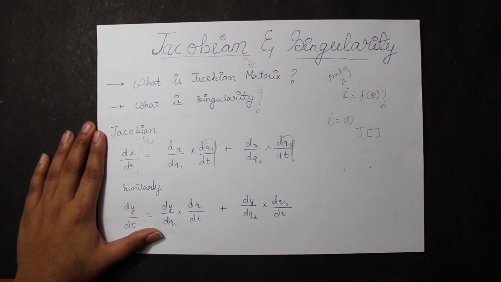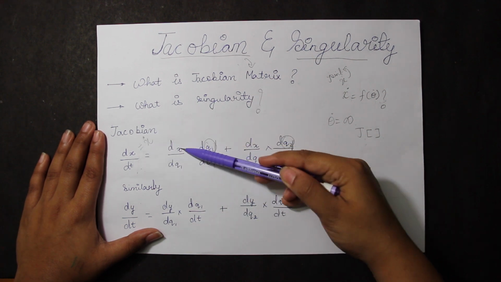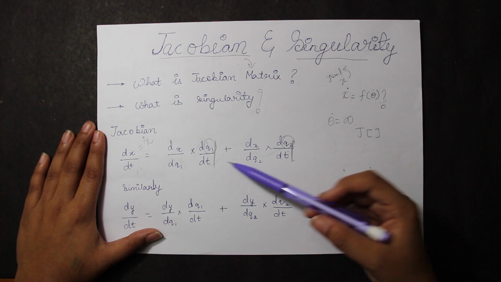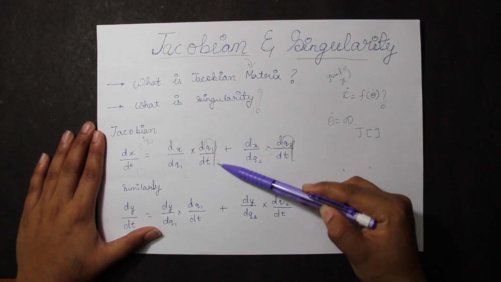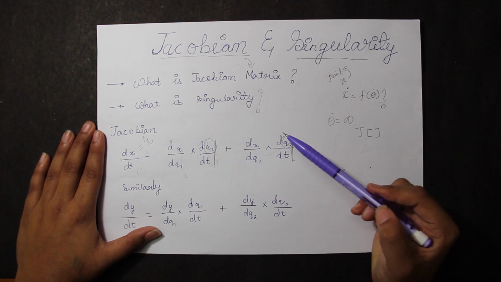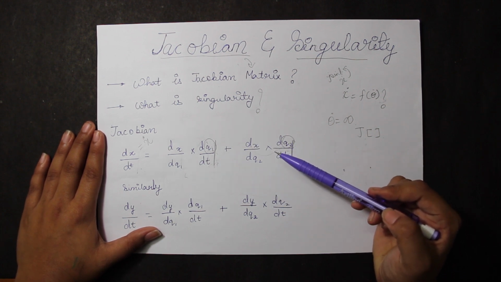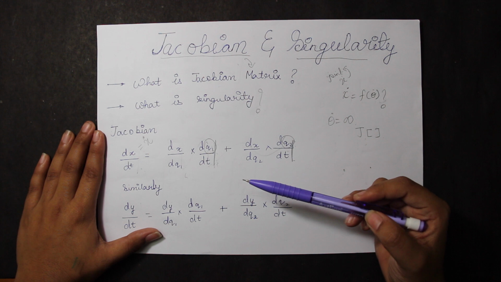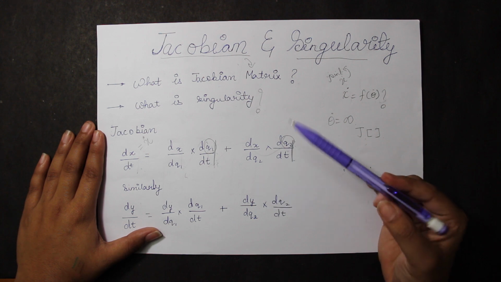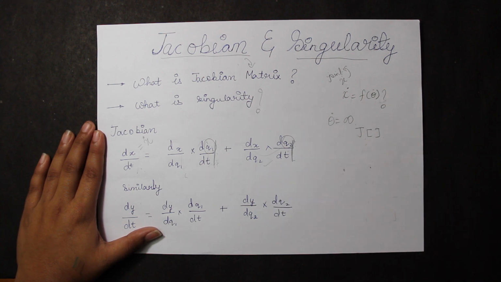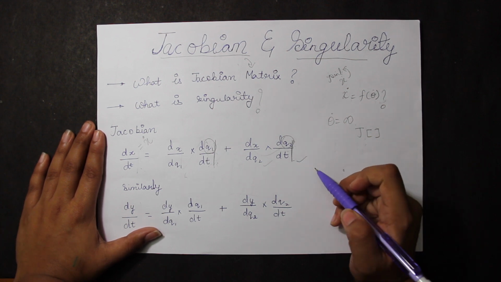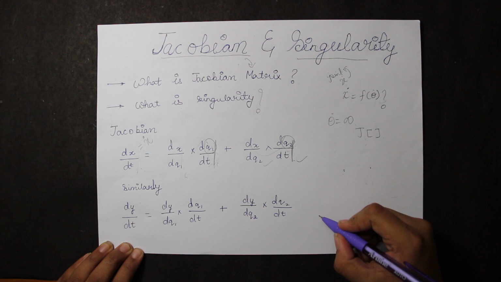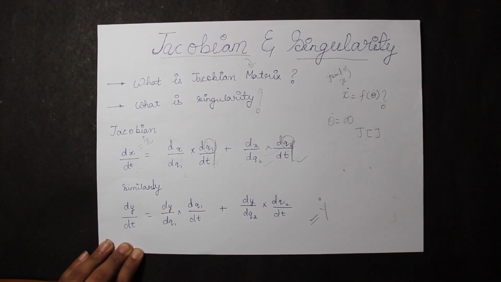We will derive dx by dt in something like this form. That is, we'll find out dx by dq1 and then link it with the joint velocity, that is dq1 by dt. Similarly, how much has dx moved with respect to dq2? And we'll find it out with respect to dq2 by dt. If we go ahead and find it for dy by dt, we'll have something like this.